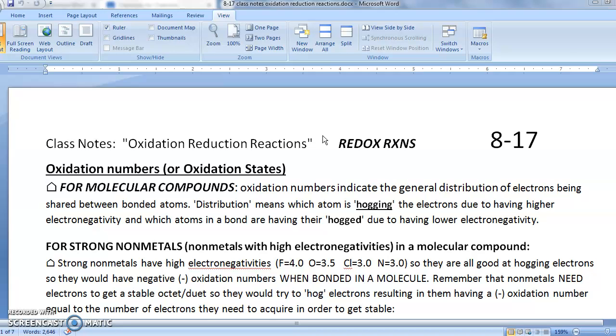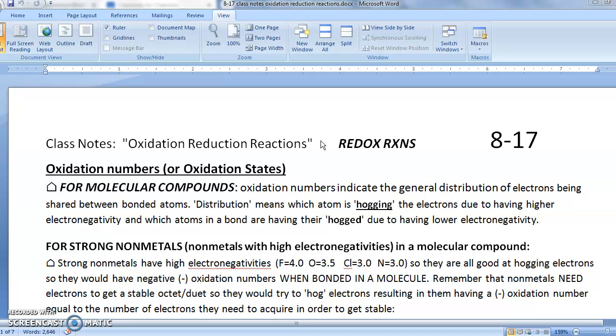What are oxidation reduction reactions? Well, it's a special type of reaction that includes many types of reactions. It is a very general category of reactions. In an oxidation reduction reaction, what happens is control of electrons changes.